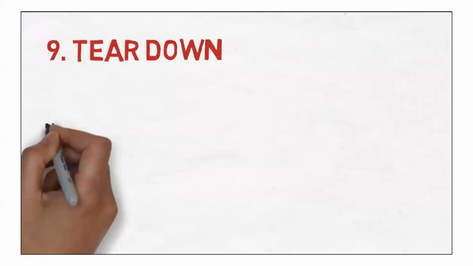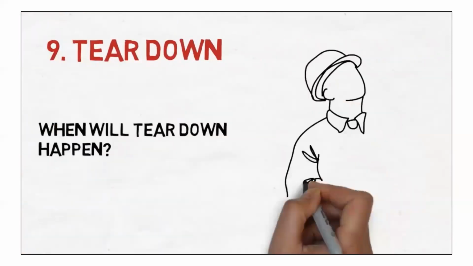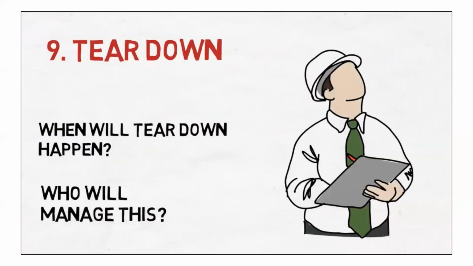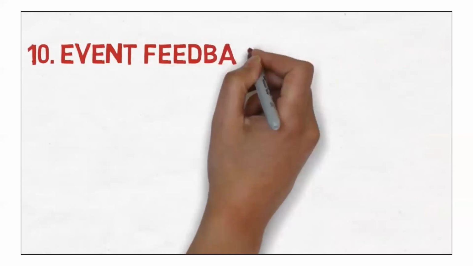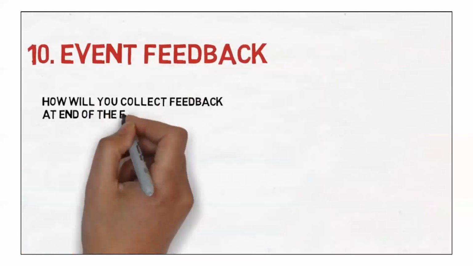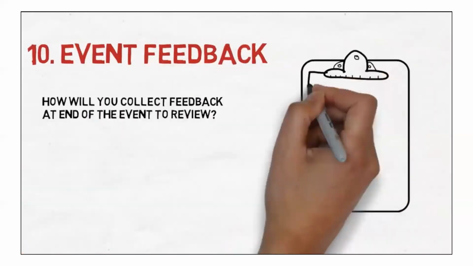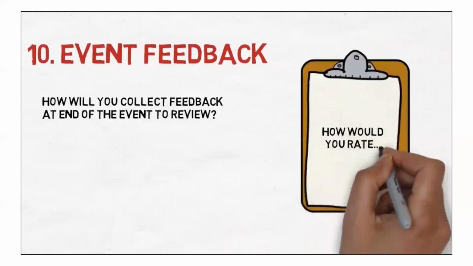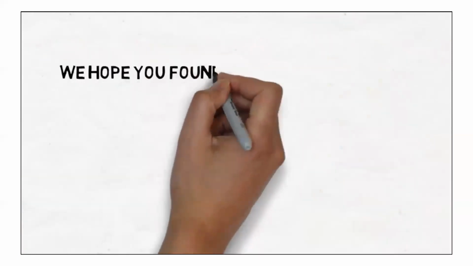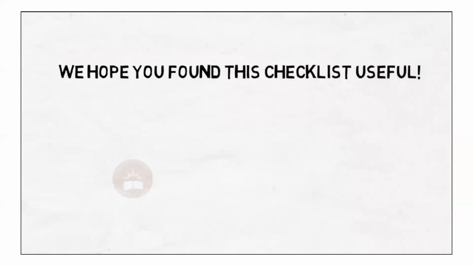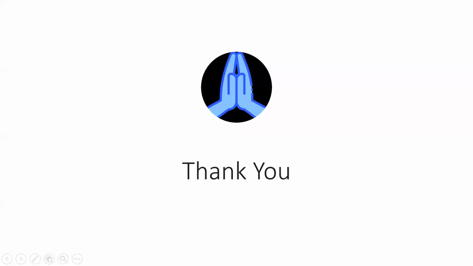Number 9. Event wrap-up. When will teardown happen, and who will manage this? And finally, number 10. Event feedback. How will you collect retrospective feedback at the end of the event to review what worked well and what didn't? We hope you found this checklist useful. To learn more about event and wedding planning, check out our blogs and videos on the internet.